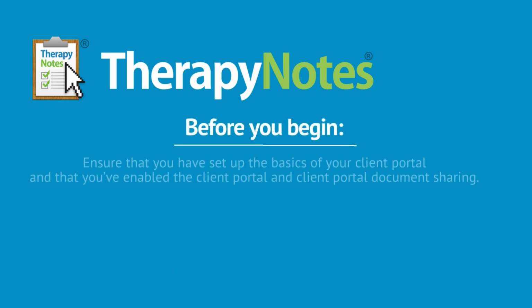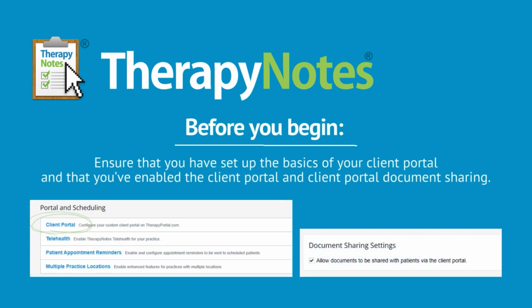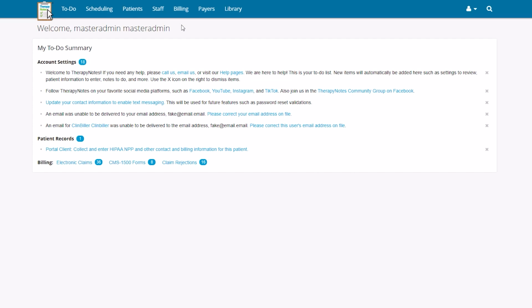Before starting this tutorial, make sure that you set up the basics of your TherapyNotes account and that you've enabled the Client Portal and Client Portal document sharing within the Settings section. There are 2 ways to send the BBGS outcome measure to a client, either from the Outcome Measures tab in the library or from the Client's Portal tab.